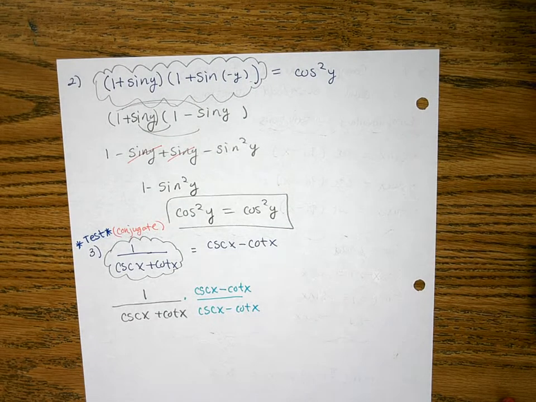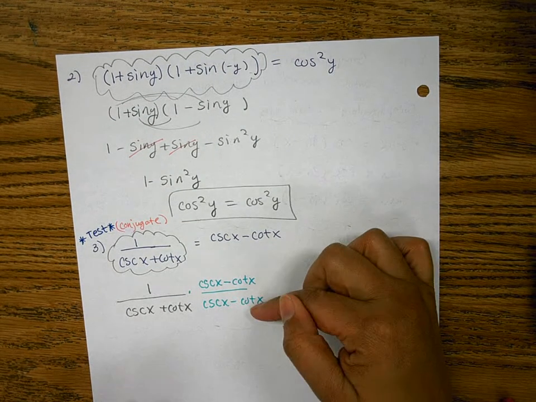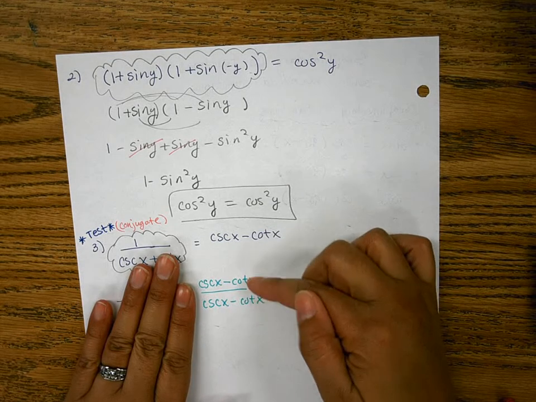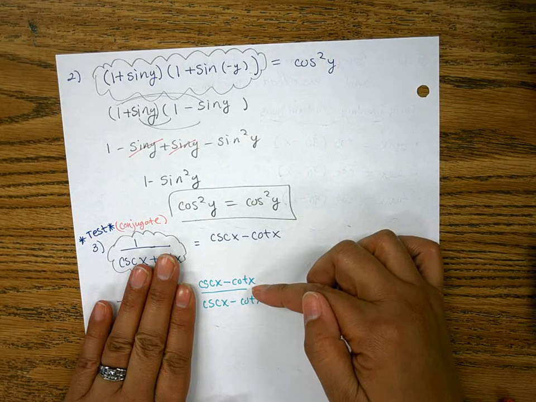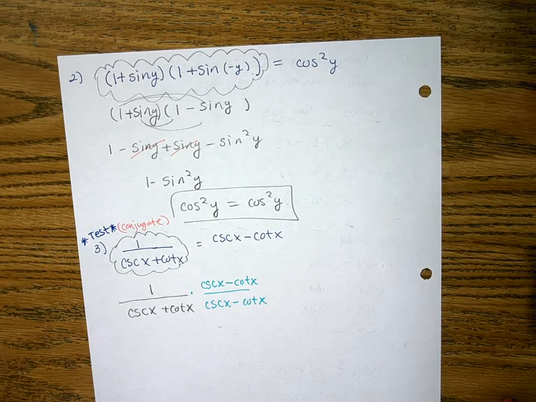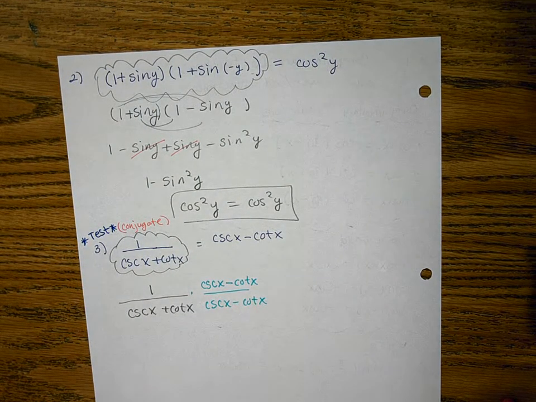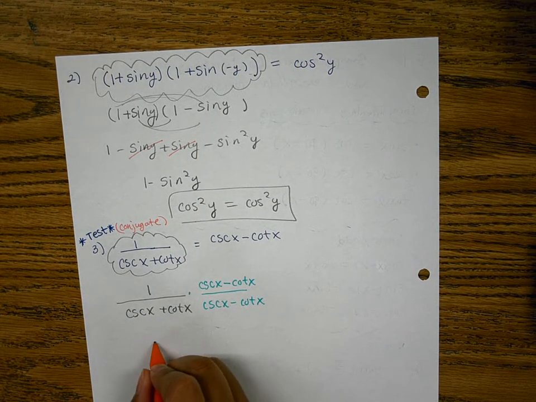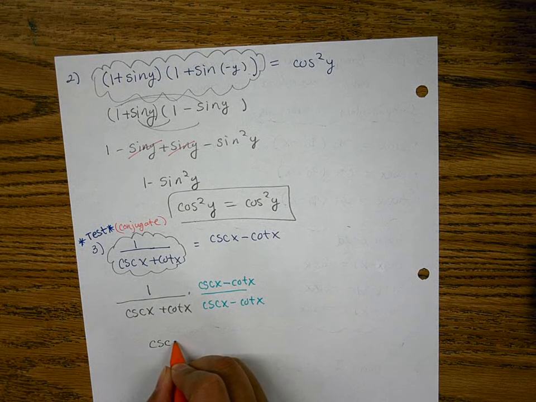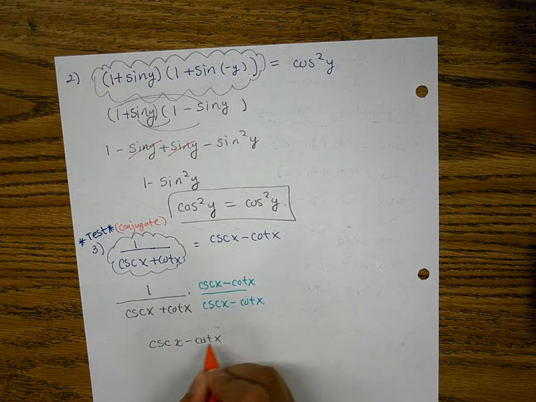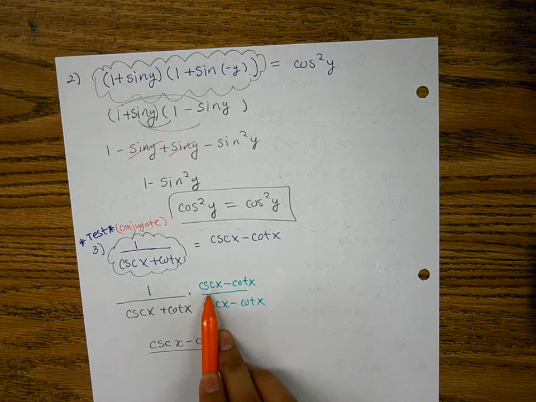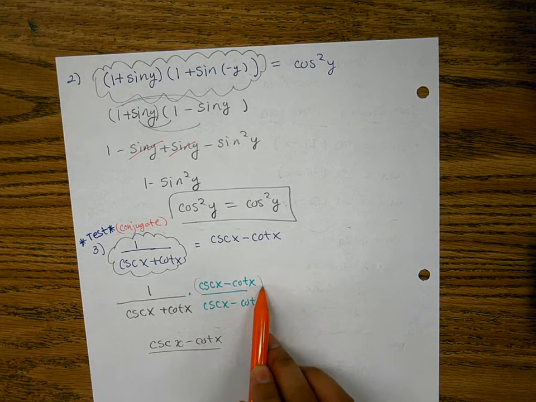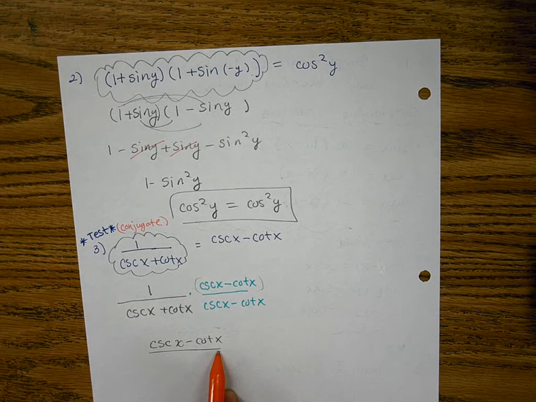All right, why do I do it top and bottom? Because these two things are exactly the same. This reduces to 1. 1 is the multiplicative identity, so multiplying by 1 does not change the value. I'm not changing its value, I'm just changing the way it looks. Okay, 1 times cosecant x minus cotangent is simply going to stay the same. Do you see that? 1 times, if I were to distribute, it's just cosecant x minus cotangent x.